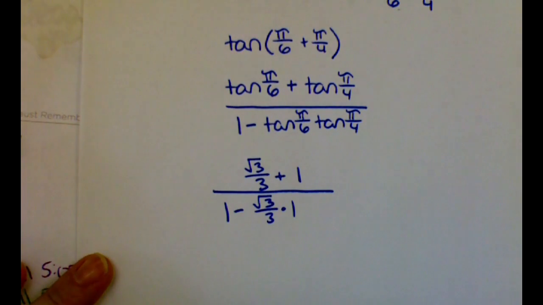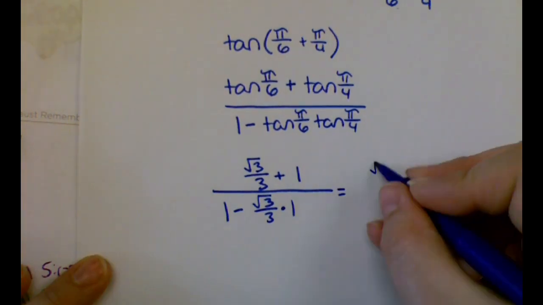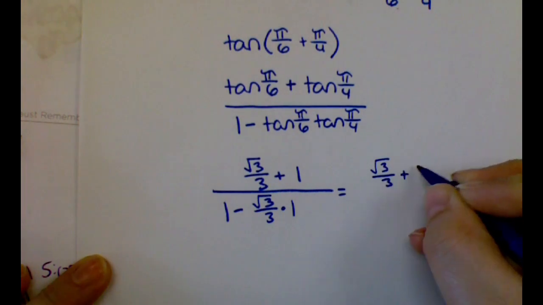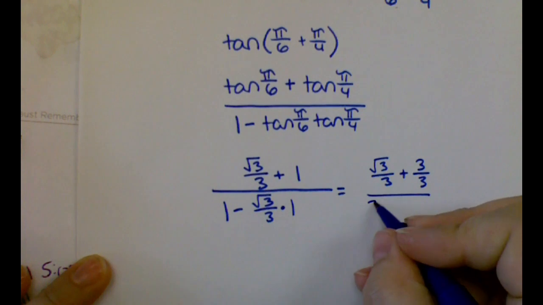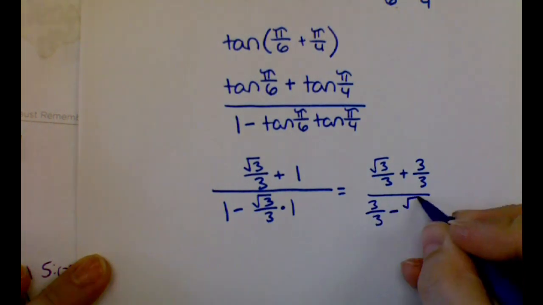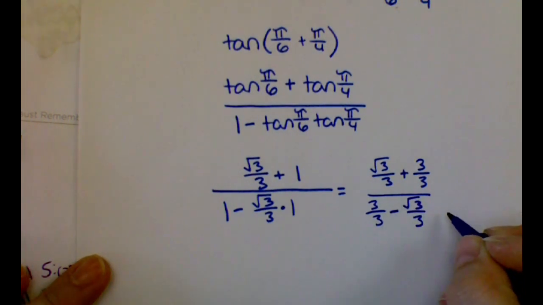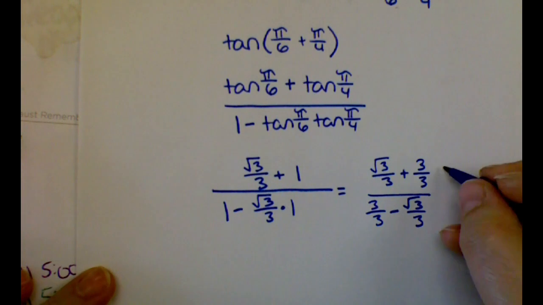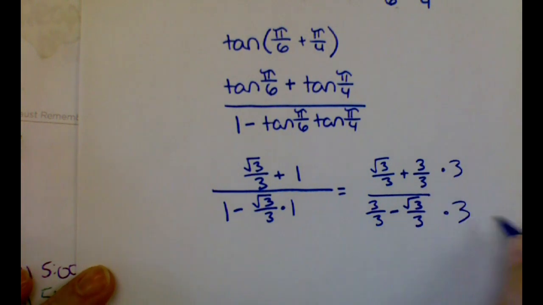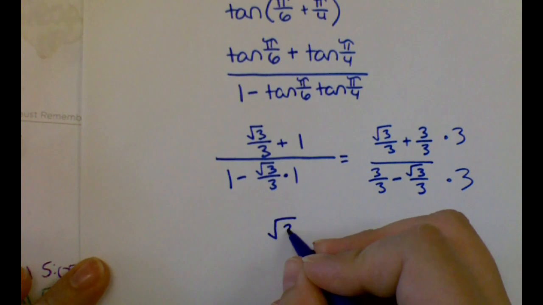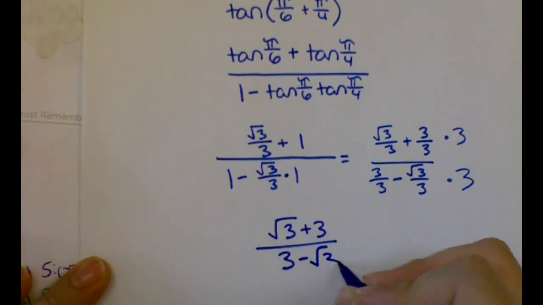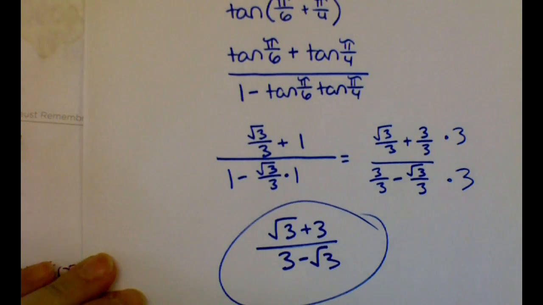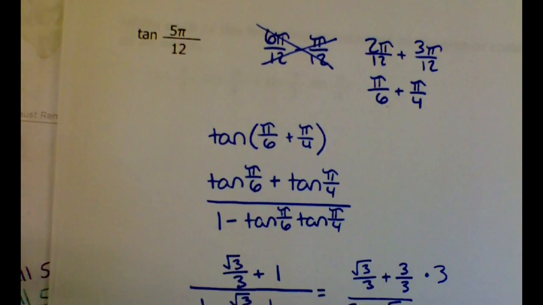All right, we need a common denominator in the numerator. So we have square root 3 over 3 plus 3 over 3. Same thing in the denominator. I'll do 3 over 3 minus square root 3 over 3. All these denominators are going to cancel. All right, multiply everything by 3. We get square root of 3 plus 3 over 3 minus the square root of 3. That is our final answer for the tangent.